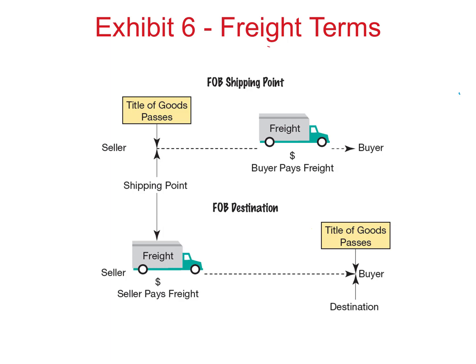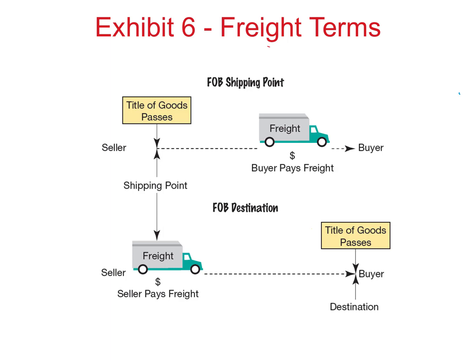What we see here is there are 2 points that we need to consider. The FOB shipping point. The FOB shipping point is when the seller transfers the goods to a freight company, UPS, Federal Express, or another freight organization. In an FOB shipping point, the buyer is going to be paying the freight. The FOB point, in this case shipping point, is the point of transfer.